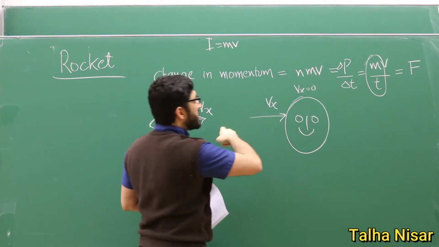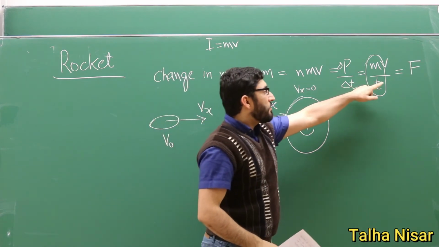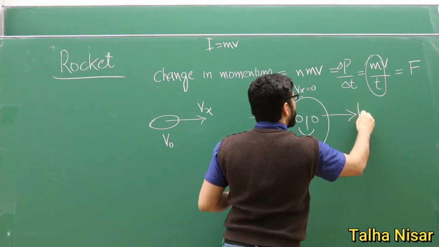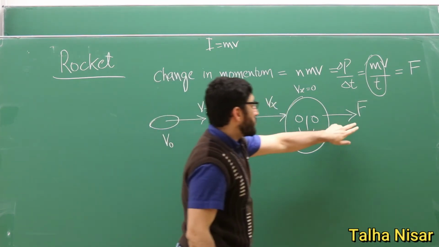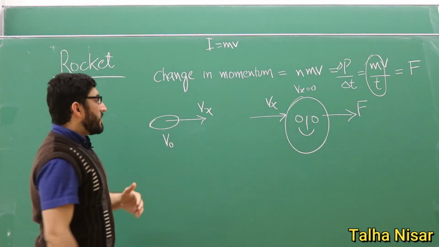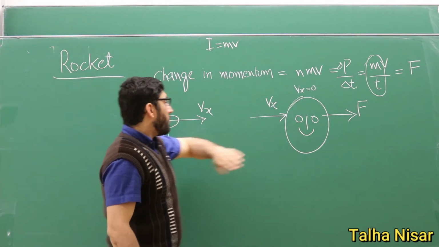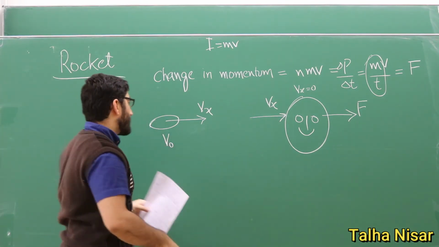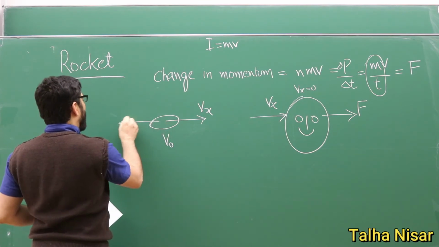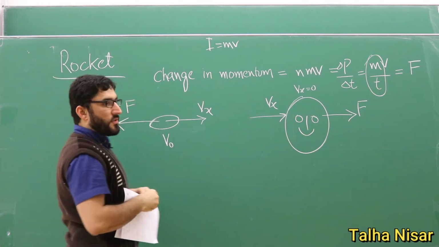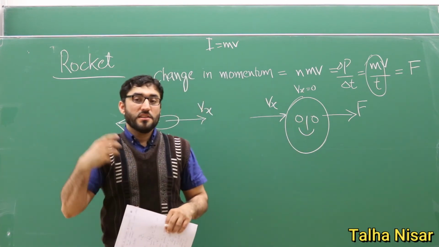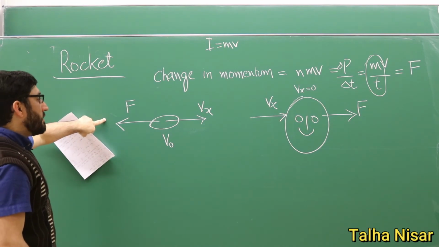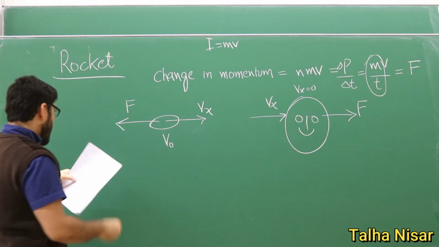And due to the change in the velocity, this person is feeling the force. Since this person is feeling the force, according to Newton's third law, the person who is throwing the egg should also feel the force, in the opposite direction. So this person, for example, is throwing the egg, and will feel the force. And this force is the concept behind the rocket.